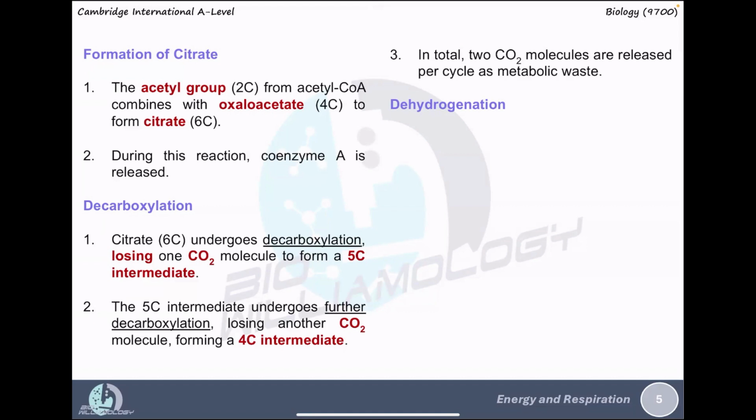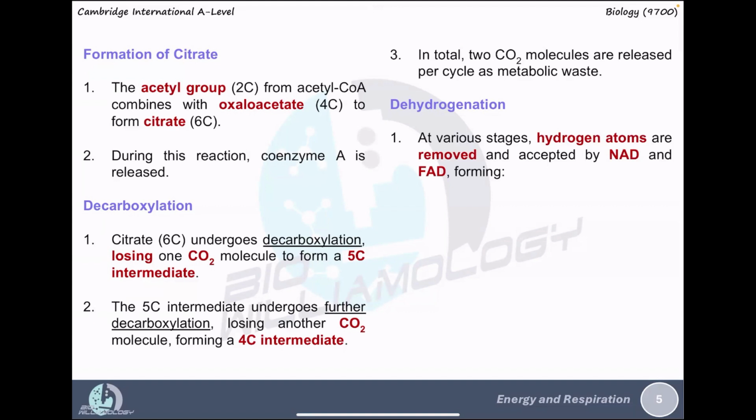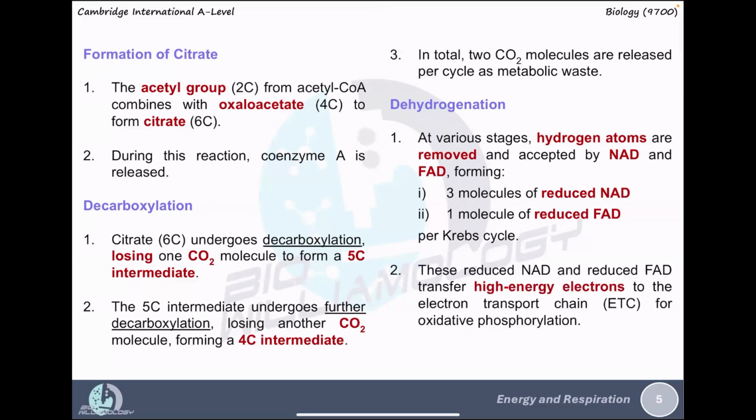Together with the decarboxylation, dehydrogenation occurs as well. So at various stages, hydrogen atoms are removed and accepted by NAD and FAD, forming 3 molecules of reduced NAD and 1 molecule of reduced FAD per Krebs cycle. So this reduced NAD and reduced FAD transfer high energy electrons to the electron transport chain for oxidative phosphorylation later.